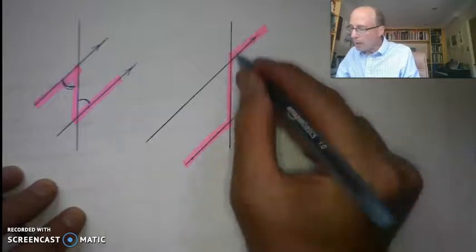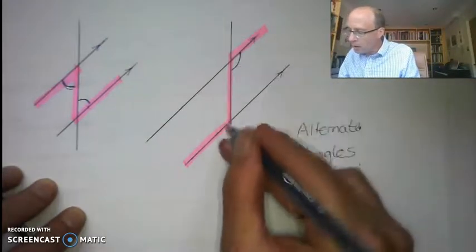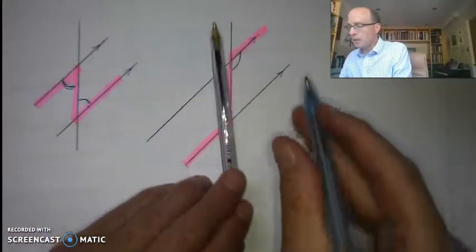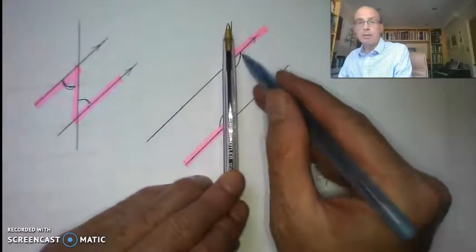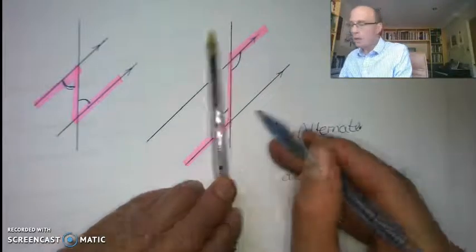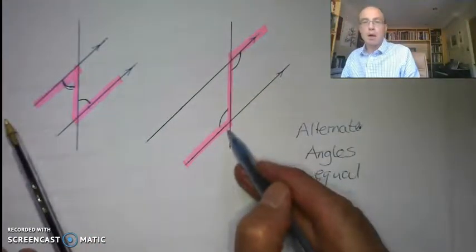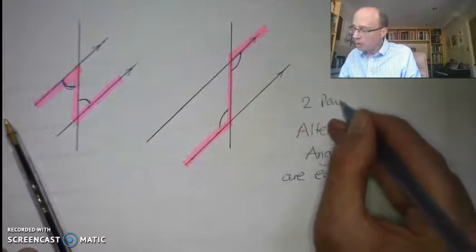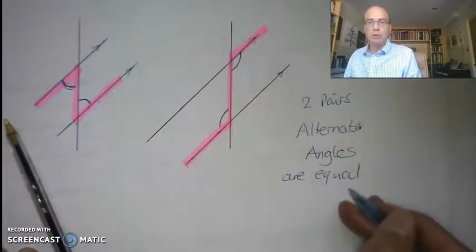So I've got this pair and I also get this pair of angles here. So I'll put my pen in place. They're on opposite sides of my pen, one with the top line, one with the bottom line, and they are alternate angles, they're equal. So I've got two pairs of alternate angles.